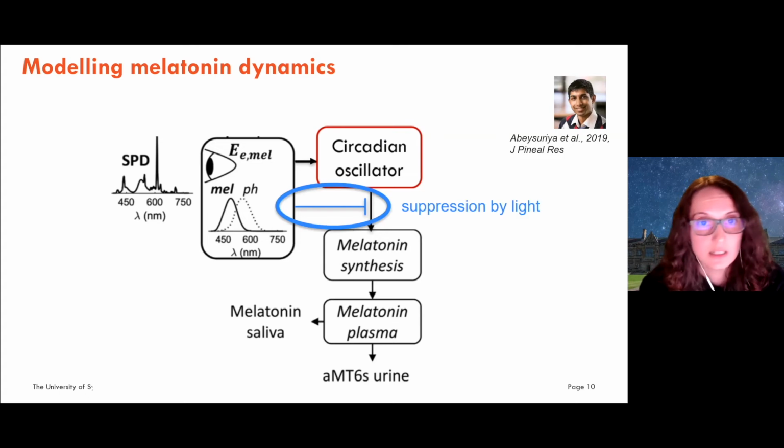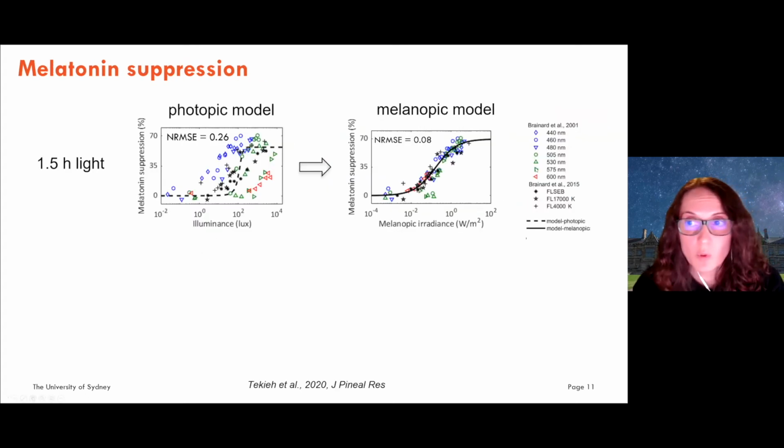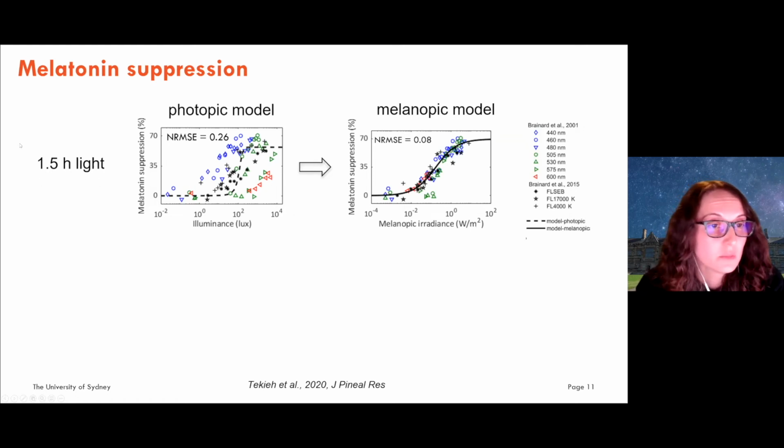And the results are the following. There were quite a few studies looking at the suppression of melatonin by light with different light sources. Here's an example. I think we have 10 different light sources. Seven of them are monochromatic, blue, green, and red, and then others are fluorescent and incandescent light. So here's 1.5 hours of light at night, when you expect strong suppression. And again, you can see when the data are plotted against photopic luminance, and also the model simulations, none of that really agrees with each other.